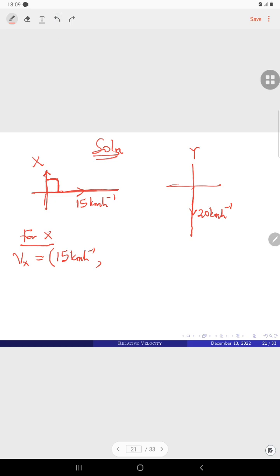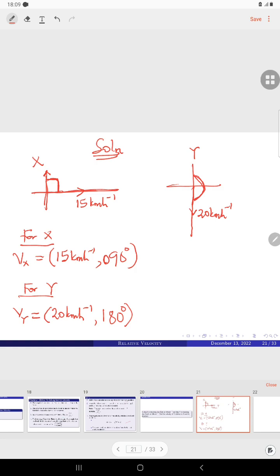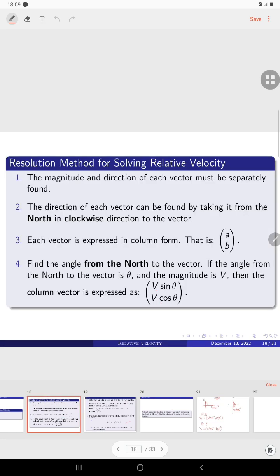090, or simply 90 degrees. I prefer the 0 here. 0 tells you that it's from the north. For Y, what do you do there? Vy is equal to, this is Y. So you take it from the north in clockwise direction up to the vector. This. What angle is this? 180. So 20 kilometers per hour, 180 degrees. So that is the meaning of step 1.